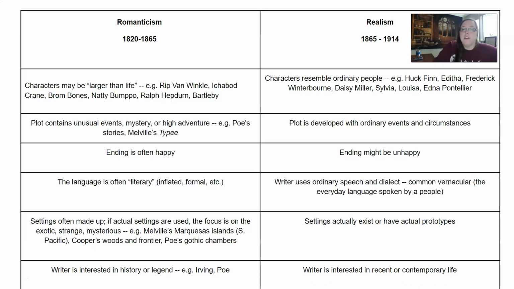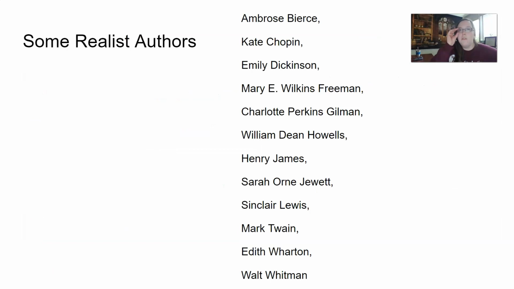So I like this chart because I think we could cover all of the characteristics of realism here on the right-hand side, but I think that in understanding realism, it gets a little bit easier once we start to juxtapose it to what we have just recently been reading, or what you may be familiar with reading as well. We are going to read a lot of these realist authors: Kate Chopin, Emily Dickinson, Charlotte Perkins Gilman, William Dean Howells, Henry James, Sarah Orne Jewett.